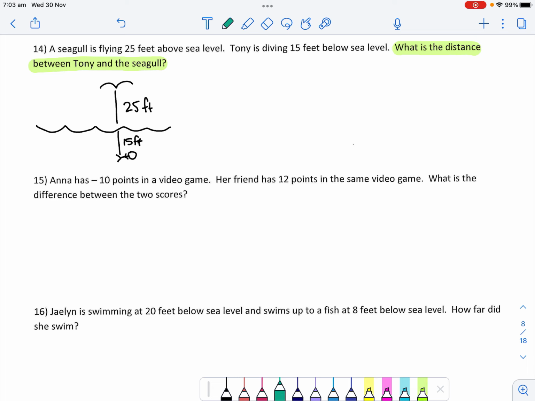So technically, Tony is at negative 15 feet. But when I'm talking about distance, distance cannot be negative. I want to know this entire distance. I'm going to do 25 plus 15, and I'm going to get 40 feet. So these two things are 40 feet apart. Tony and the bird are 40 feet apart.